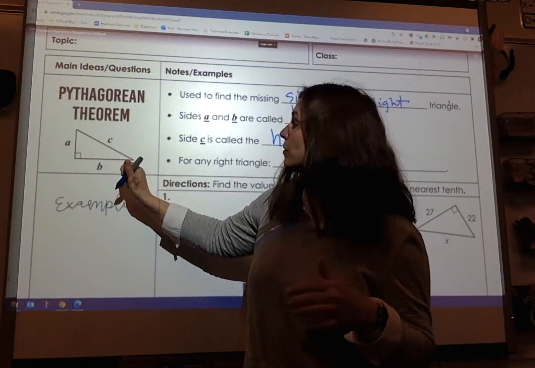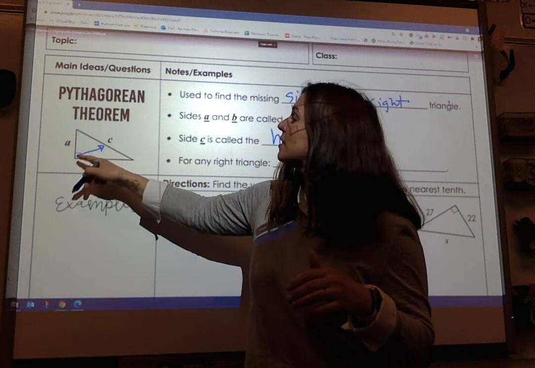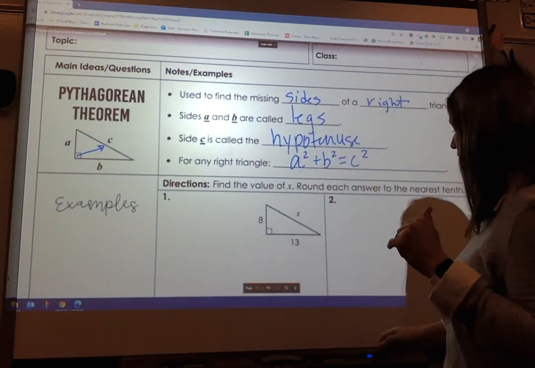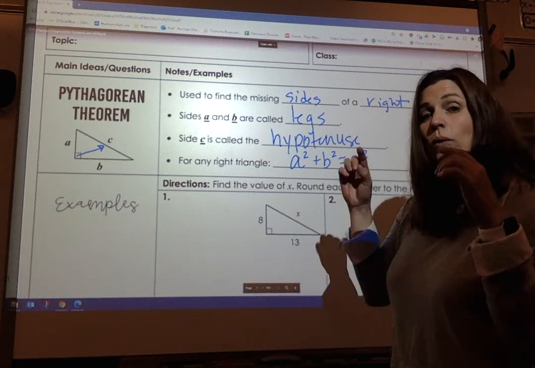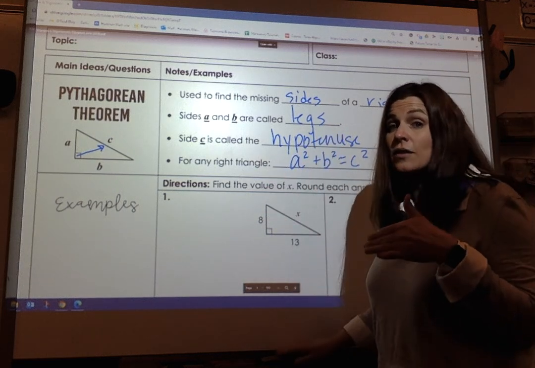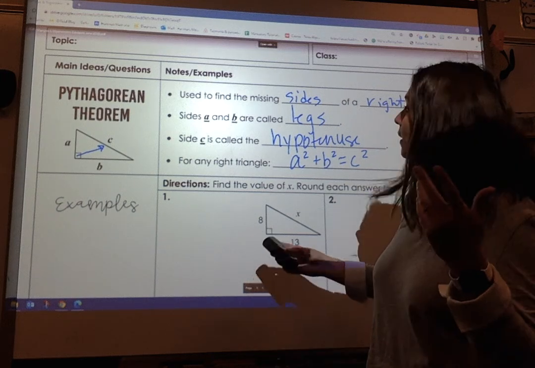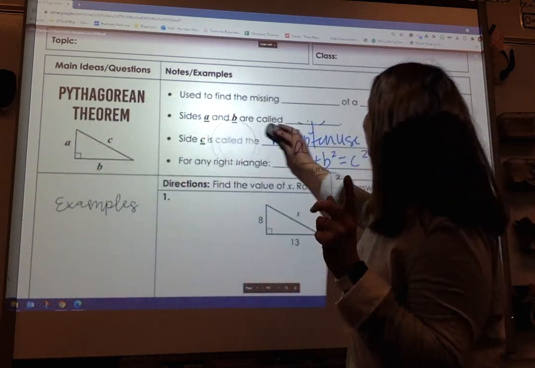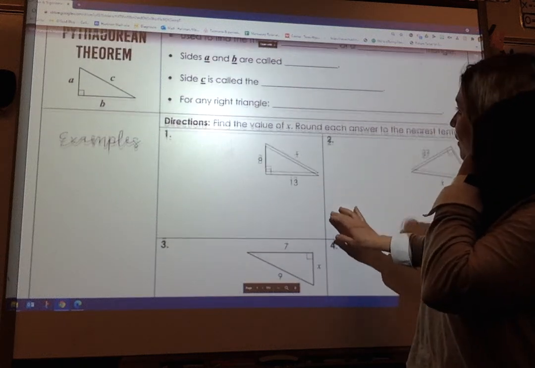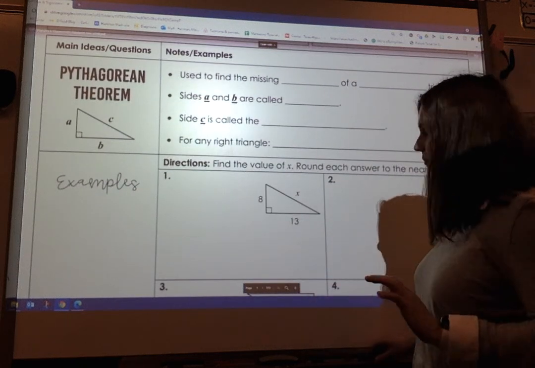C is my hypotenuse. C is always opposite my right angle, and it is always the longest side of a triangle, okay? So that's a quick way to check your answer, is to think, okay, is my hypotenuse the longest side in this triangle? And if it is, well, then that is a good thing, because it needs to be. So here's how Pythagorean theorem came to be, okay?